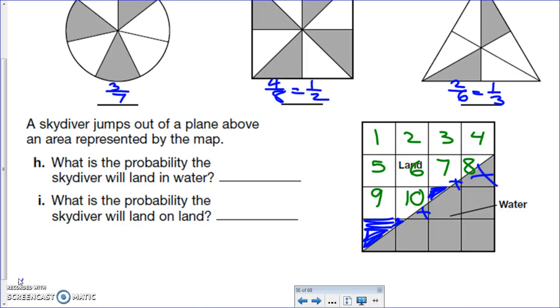So the probability the skydiver will land in water is 6 out of 16, which simplifies, becomes 3/8. Then for I, what's the probability he'll land on land? We now have 10 land squares out of 16, which simplifies to 5/8. So while it's close, he's slightly more likely to land on land than he is on water.